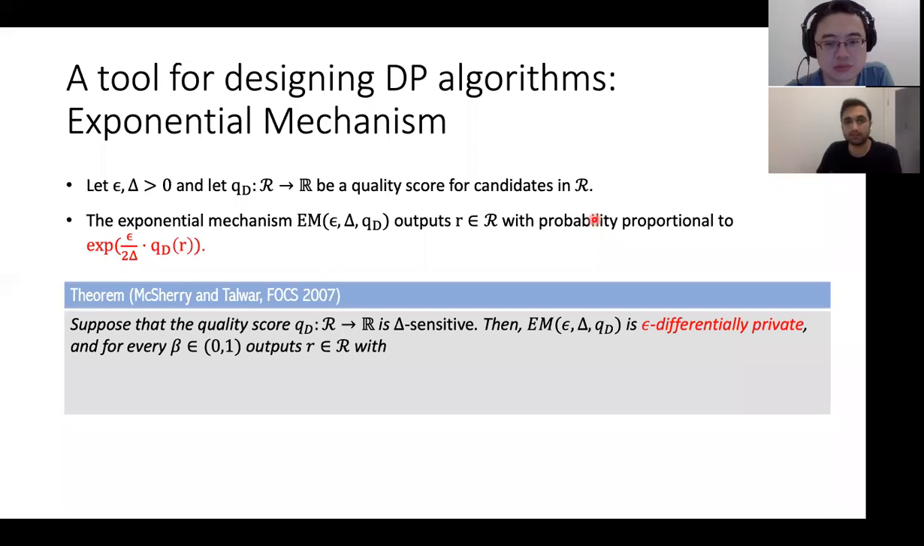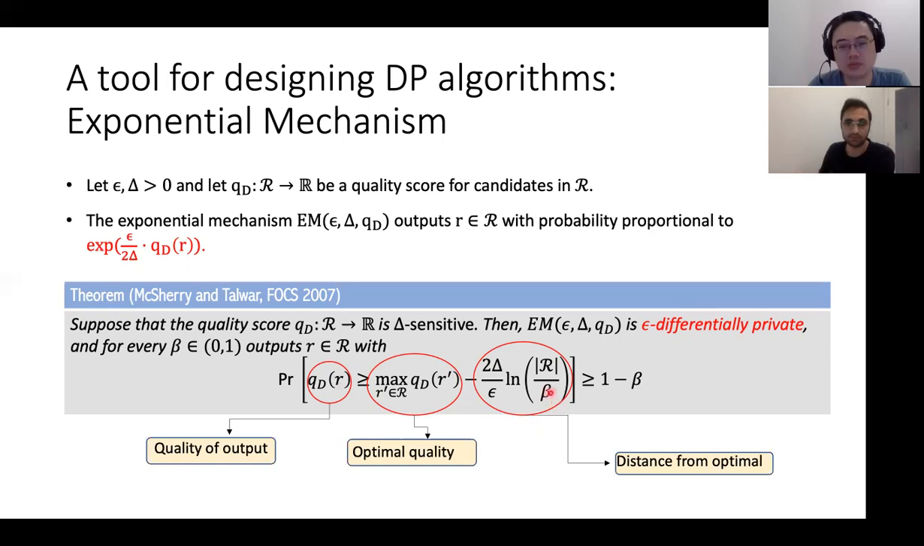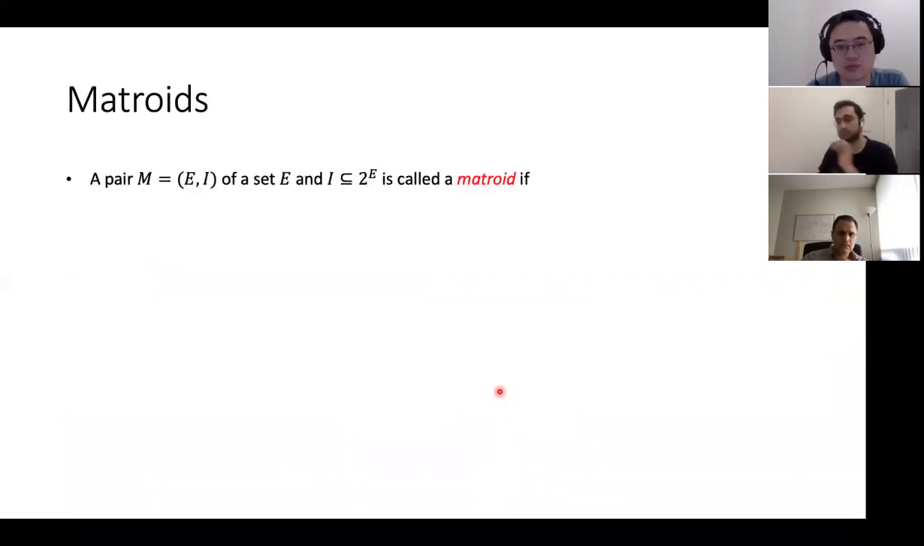In 2007, McSherry and Talwar proved that this mechanism is epsilon differentially private. Another good thing about this mechanism is that with high probability, it outputs something which has good quality. With probability at least 1 minus beta, we output something whose quality is within this distance from the quality of the optimal candidate. So this exponential mechanism has two properties. First of all, it's epsilon differentially private. Second, with high probability, it outputs a good candidate, whatever good means.